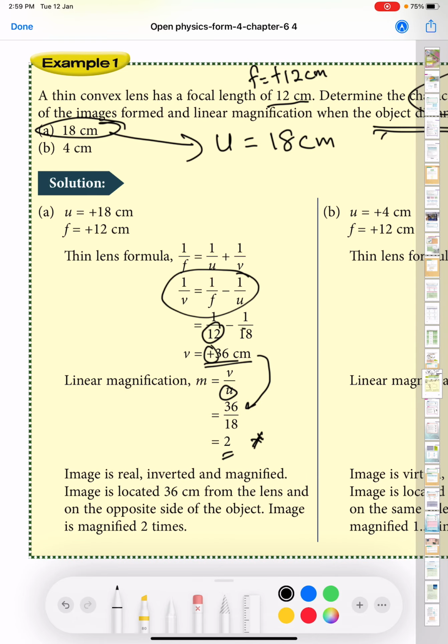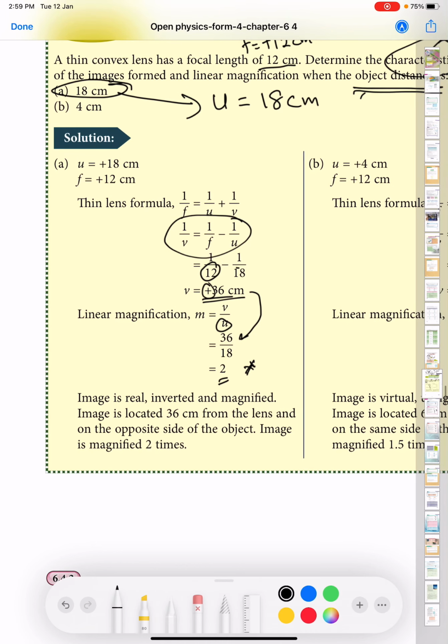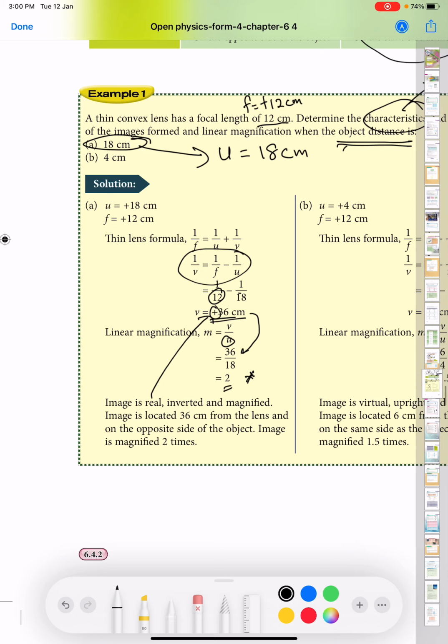So now we can determine the characteristic and also the position. So the image is real. Why is it real? Because the value is positive. Okay, how do you know it's inverted and magnified? This is because you have to know from the ray diagram rules. Okay, so check it out and try to find why it is inverted and magnified. Okay, so let me know if you find out about that.